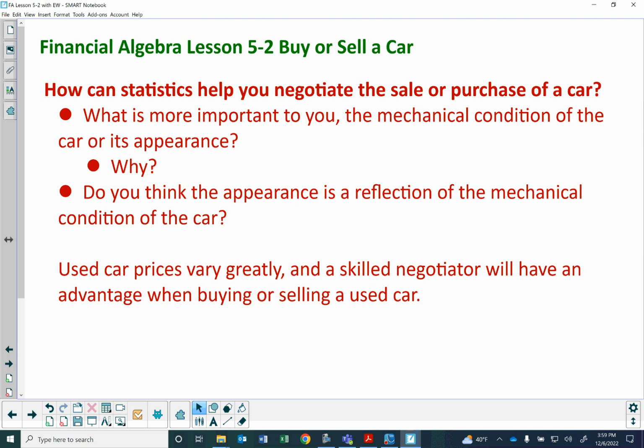Other people, it's all about how the car looks, right? It's all dependent upon each person. Okay? However, I do believe that the appearance is a reflection of the mechanical condition of a car.